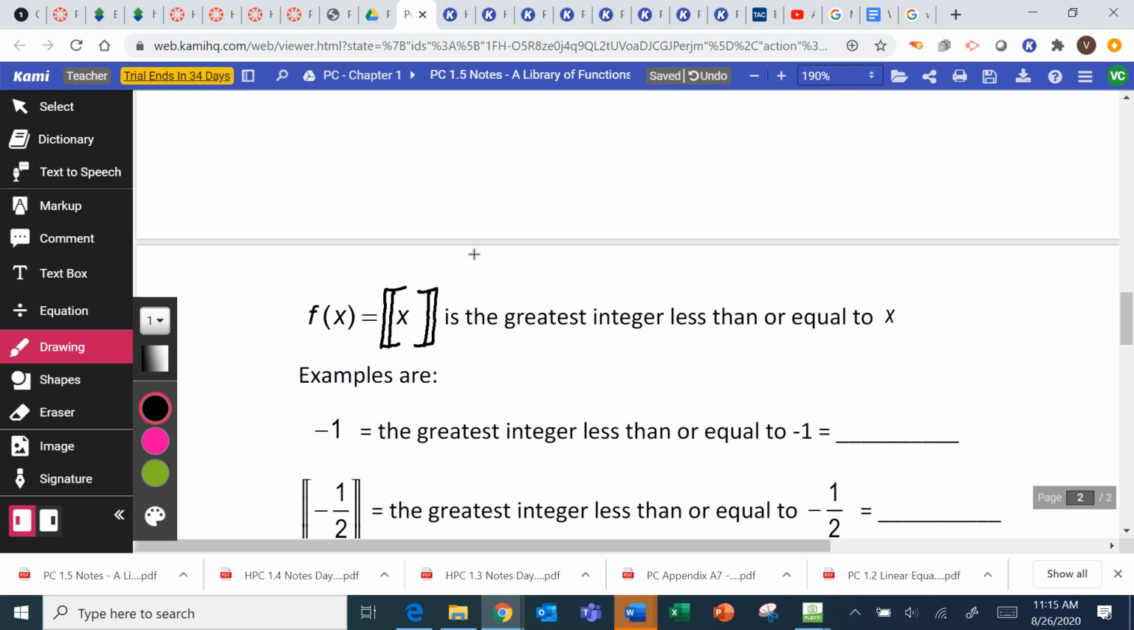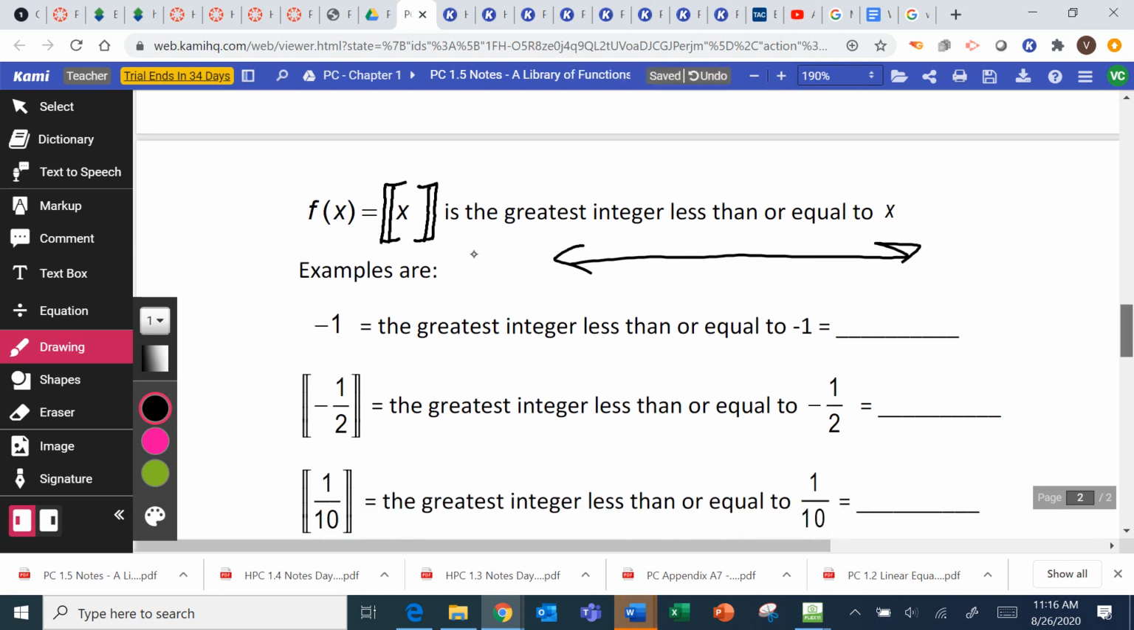It's kind of like two square brackets, but they have 2 lines instead of 1. If you see that, it's called the greatest integer function. And this is defined as the greatest integer less than or equal to x. So if I put a number in there, we have to think about the greatest integer that is less than or equal to x. And sometimes it's helpful to have a number line when we start doing this. I'll put some numbers on the number line in a second.